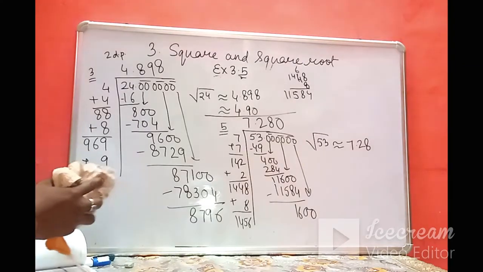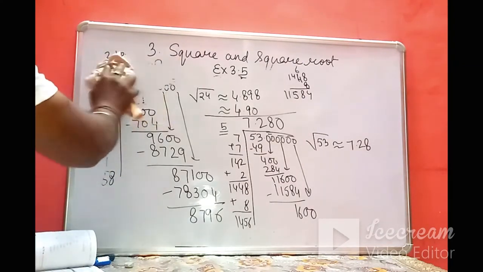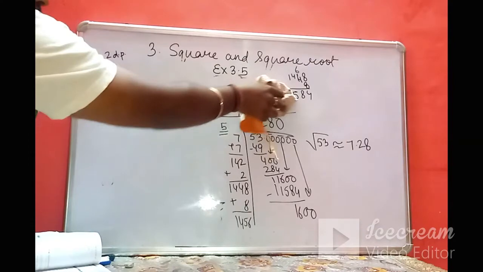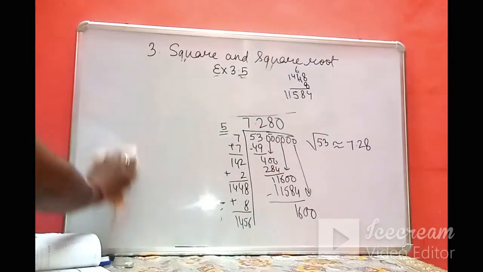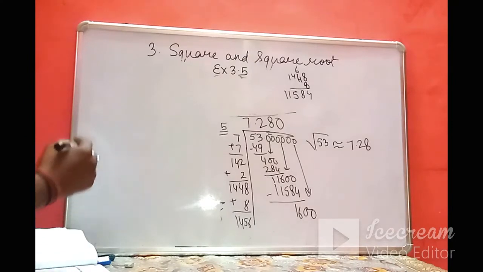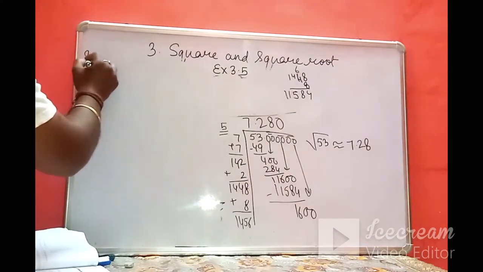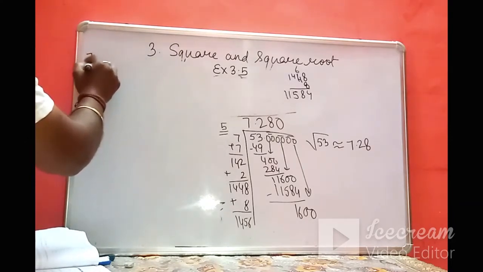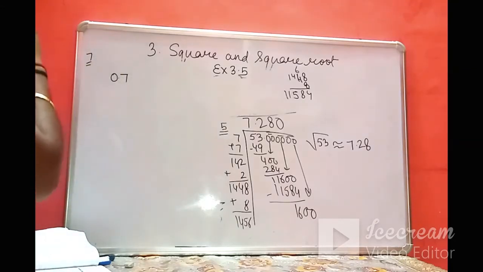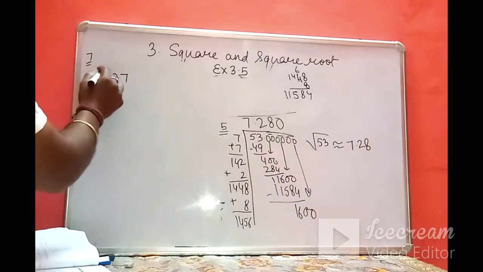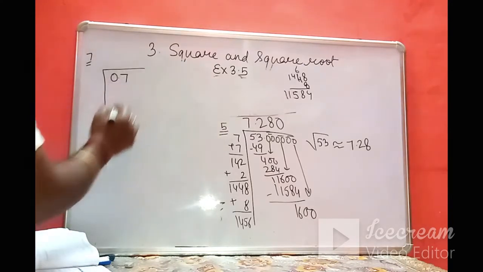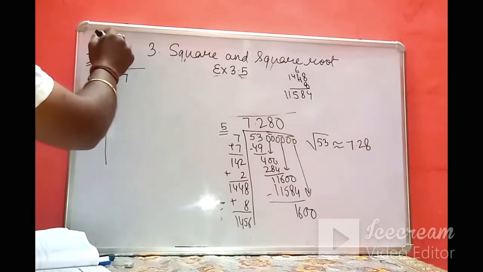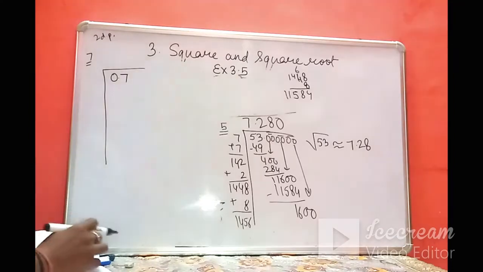Now we will find the square root of the decimal numbers. Okay, so let's see the decimal numbers square root. Question number 7. It is 0.7. In these types of questions, whenever you want to find the square root of a decimal, we need two decimal places. So after the decimal, I will make 3 pairs.